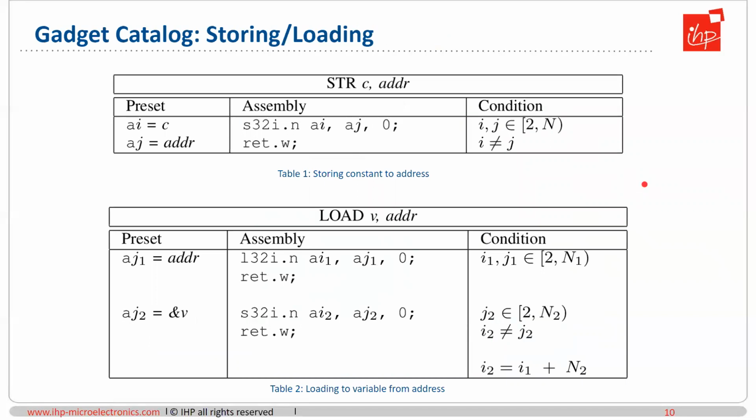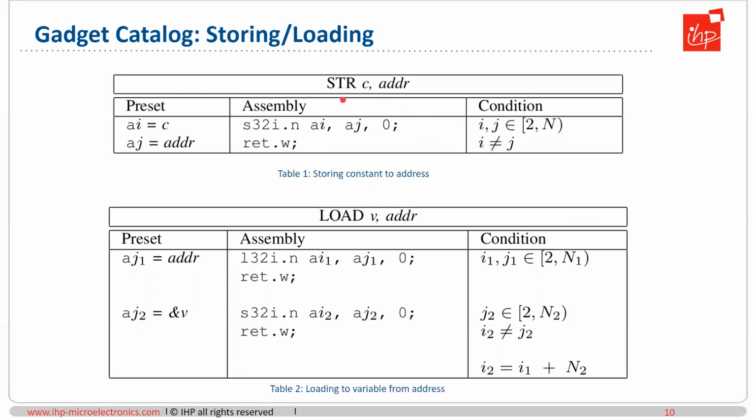Let's have a look at the gadget catalog creation. First of all, let's define what the columns mean. The present column contains values that will be loaded into the register by underflow exception. The assembly column shows the gadgets, which basically are instructions of the Xtensa. The condition column defines conditions that gadgets need to fulfill in order to be chained. So it's basically some sort of restriction on the indexing. So which register can be used?